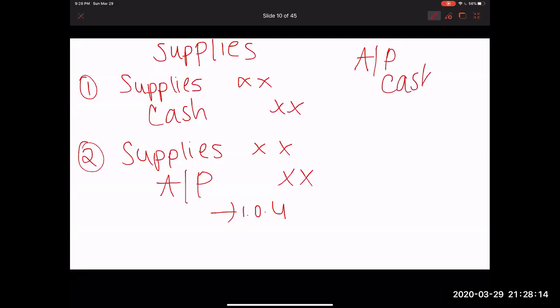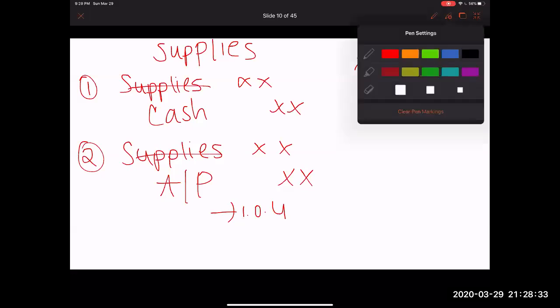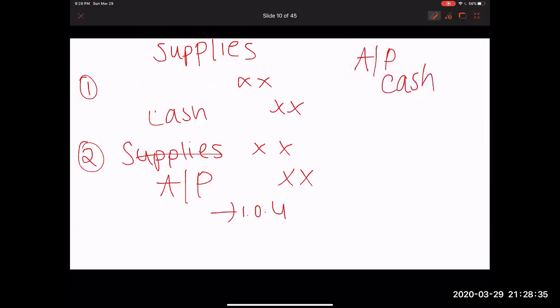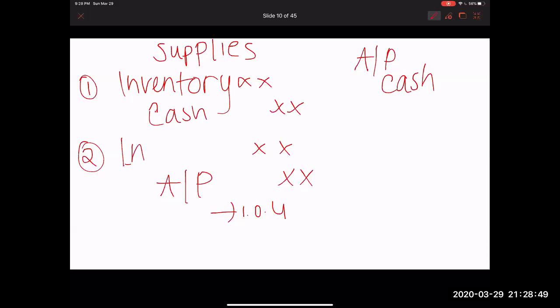And then usually when we came back to pay, it was a debit to accounts payable and a credit to cash. Taking on that same idea, instead of buying supplies, now we are a merchandising business, and we're going to buy inventory. Our debit will be inventory and our credit would be cash if we decide to pay with cash, or we're going to do a debit to inventory and a credit to accounts payable.